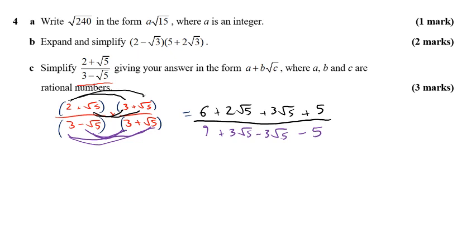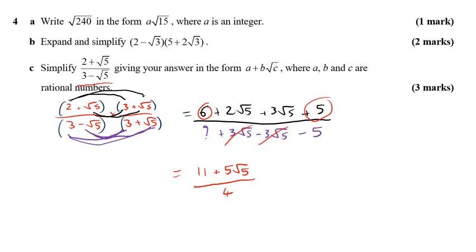And now we need to simplify what we've got written. So on my numerator, we have got 6 plus 5, which is 11, and then 2 root 5 plus 3 root 5 is 5 root 5. And then on my denominator, I've got 9 take away 5, which is 4, and then the 3 root 5 and the negative 3 root 5 cancel out.